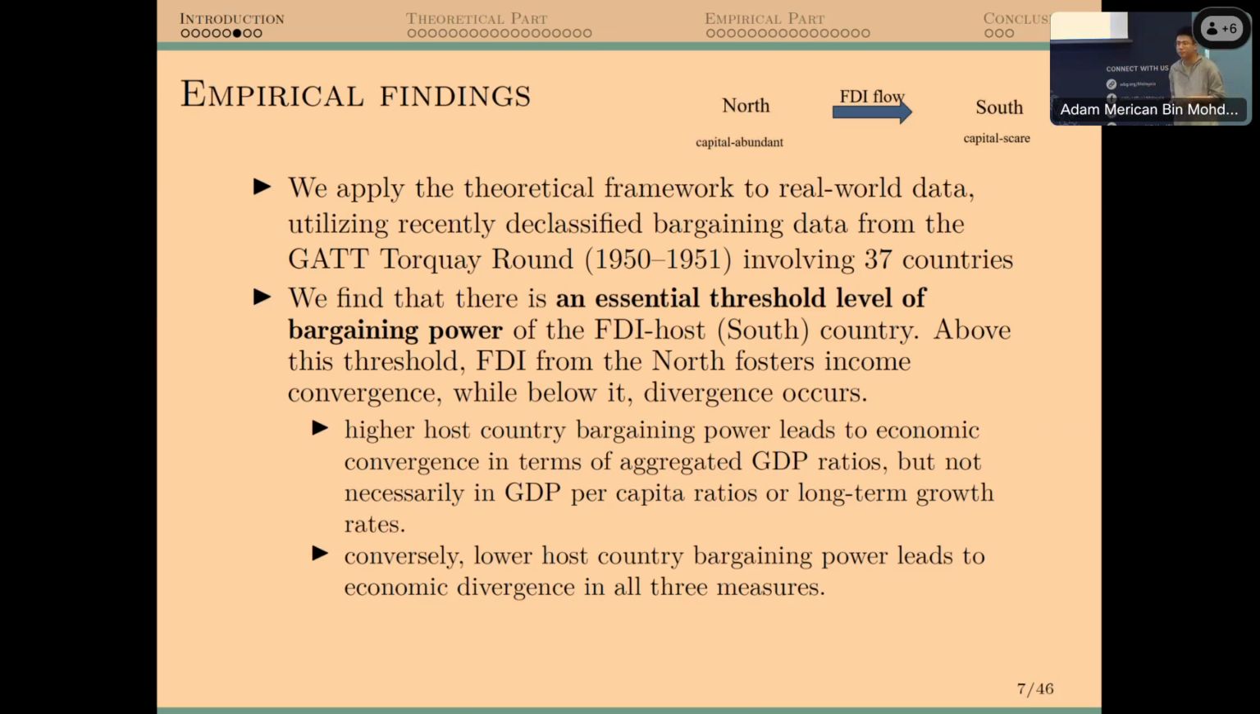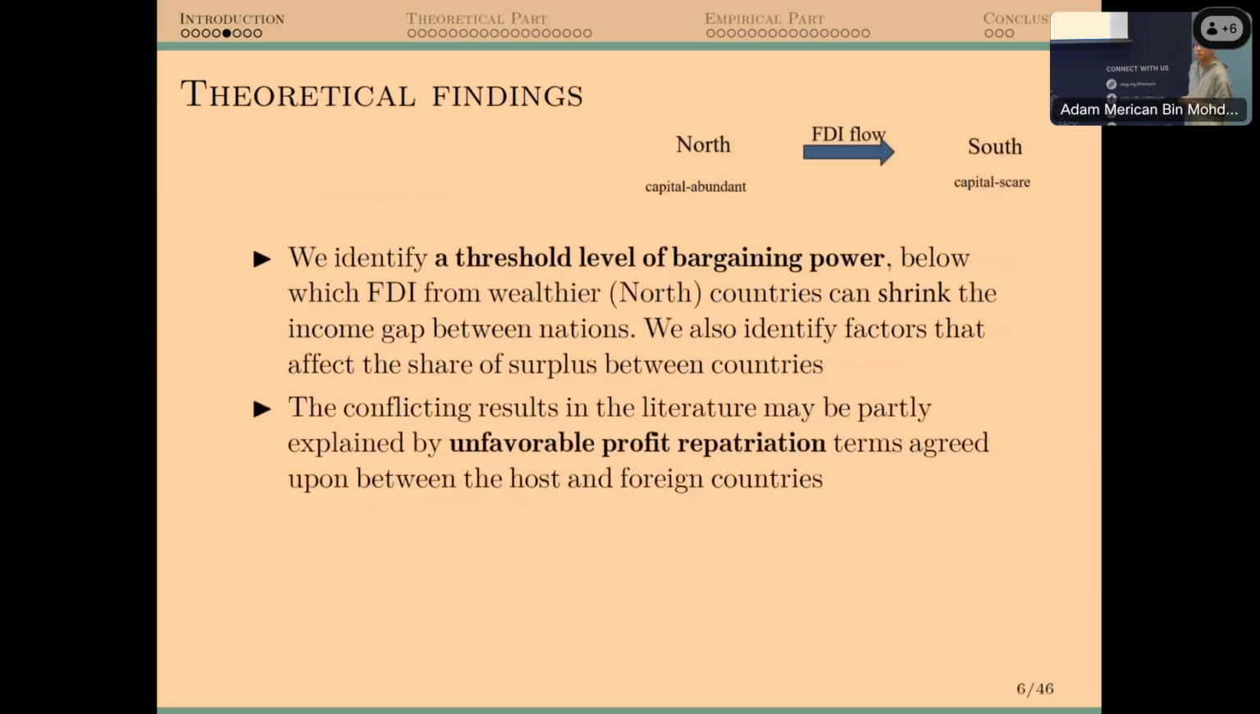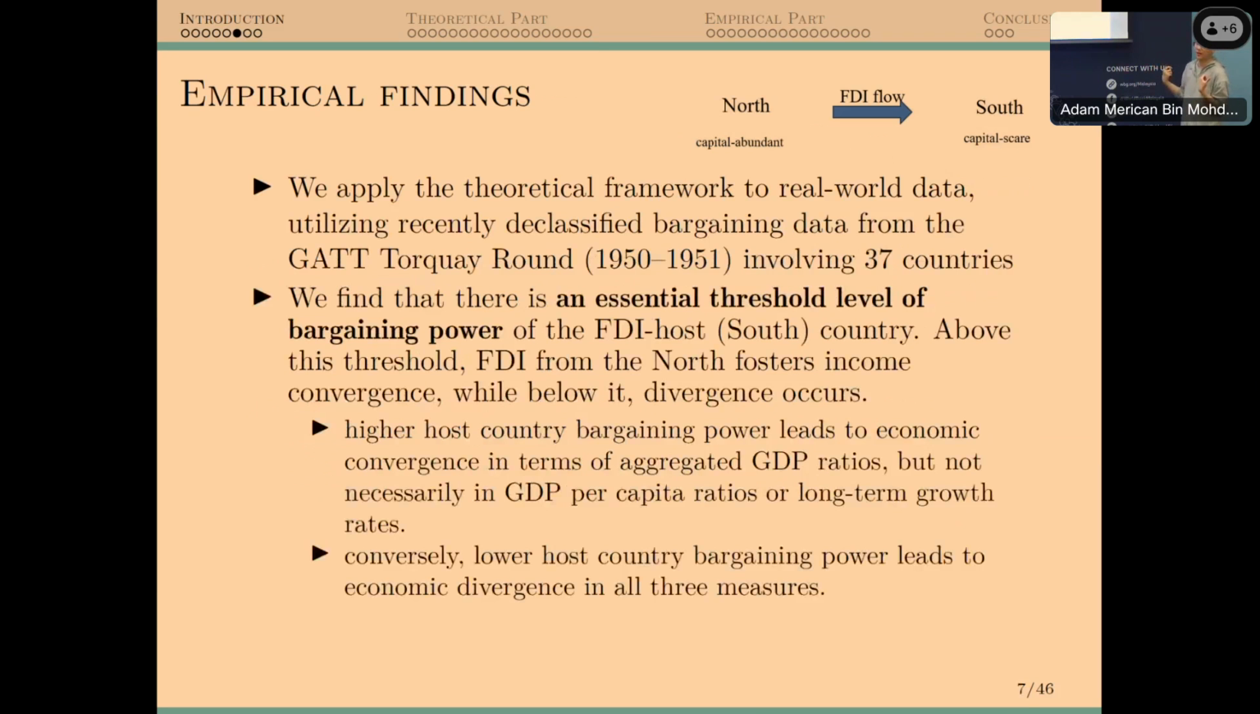Yeah. So if you just go back one slide. When I look into the data, for instance, how are profit sharing or profit repatriation agreements between pairs of countries, what's the variance in the data? So this is the theoretical finding. We use a model without any data. For the empirical part, we use the trade negotiation data during this time. It is the old data.